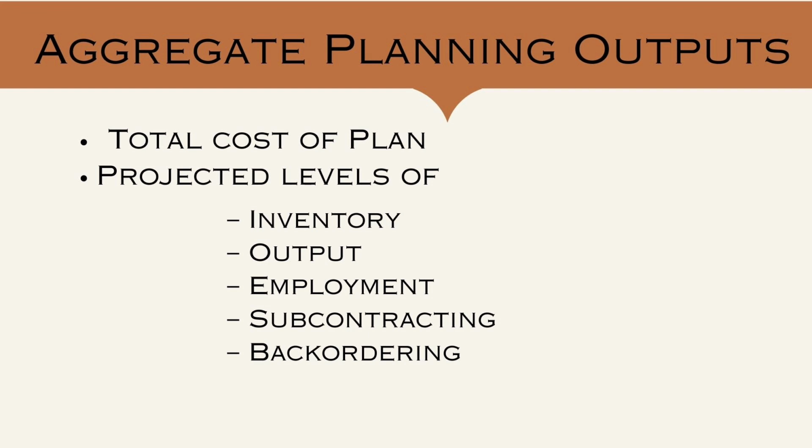We have five projected levels, and the first one is the inventory. Aggregate planning helps to determine the desired levels of inventory to be maintained during the planning period. It provides estimates of how much inventory should be on hand to meet customer demand while minimizing costs and ensuring smooth operations. The next is output.